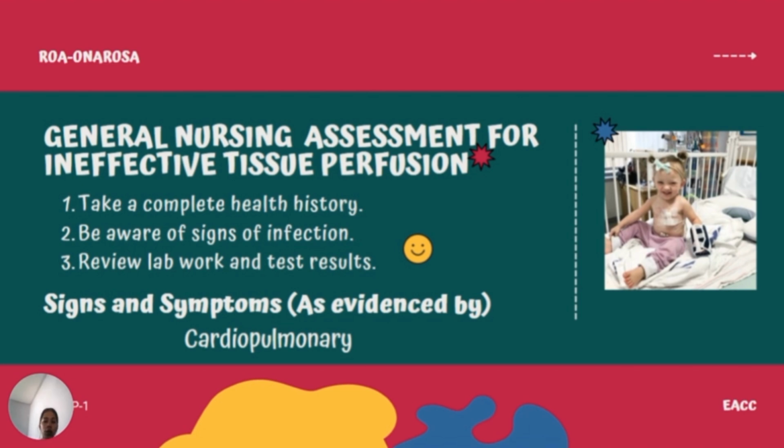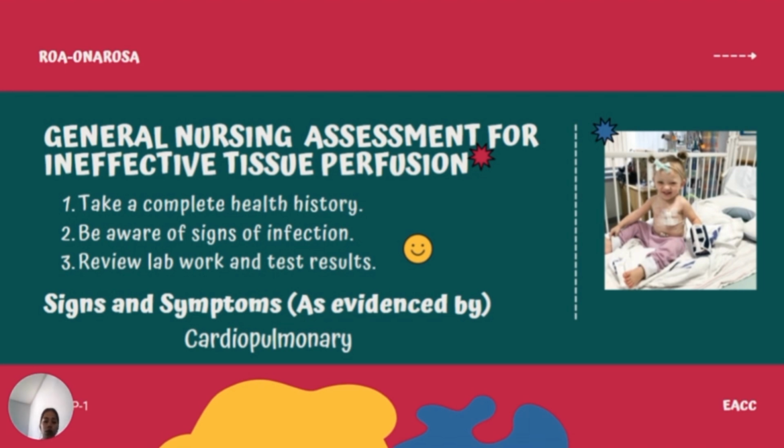The next is be aware of signs of infection. So, if di ma-identify at ma-treat agad, yung sepsis is yung extreme reaction ng body sa infection. Pwede mag-cause ng poor perfusion at dahil may poor perfusion na, magkaka-organ failure. As evidence of organ failure, yung decreased urine output and abrupt mental status changes and mottled skin. So, need ma-identify at maagapan yung infection.